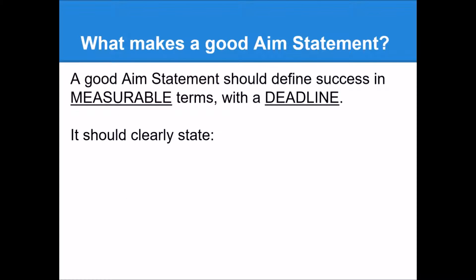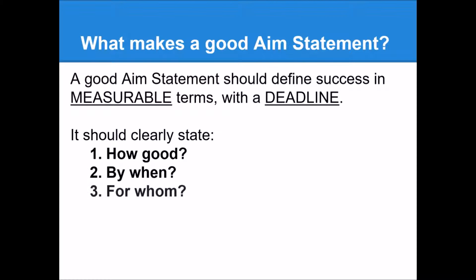The key to a good aim statement is that it should define success with regards to your project in measurable terms and with a deadline. It should clearly state 3 things: how good, by when, and for whom. When you make an aim statement that specifies those things, you give yourself concrete goals that you can then set to accomplishing. So let's try that again for our project of losing weight.